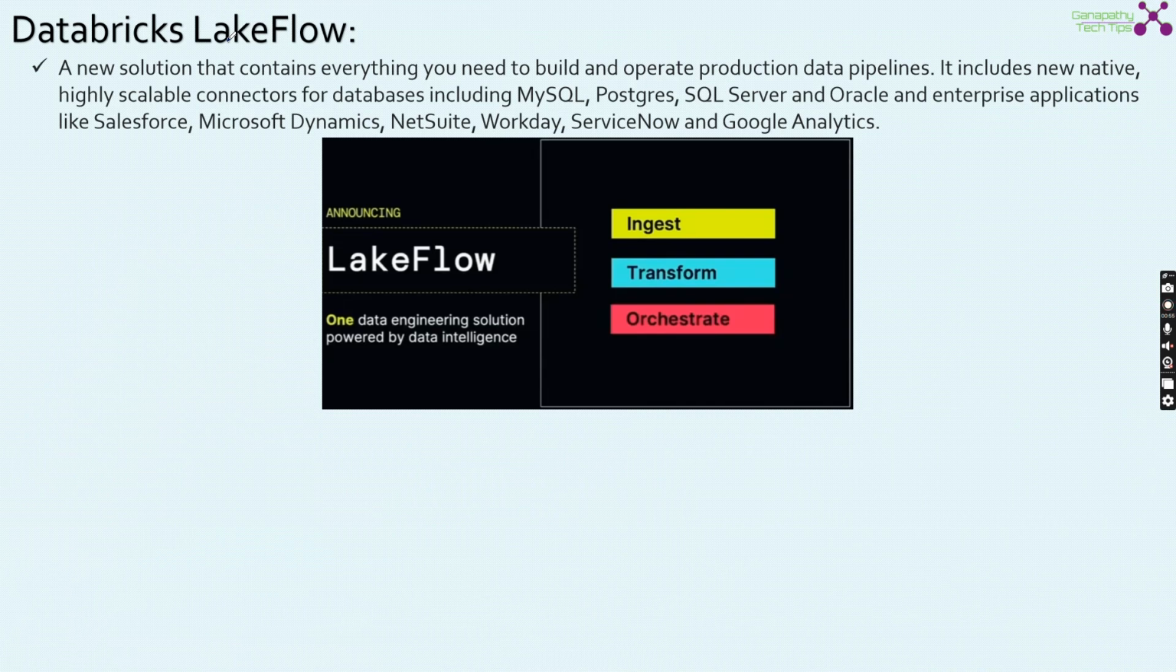Lakeflow. So it talks about three main features. One is ingest, another is transform, and another is orchestration. When it comes to data engineering, you might be aware these three are the major features. You want to ingest the data from any ecosystem into the target layer, say the data lake, and then we do the transformation using Spark or PySpark, and then we build the data pipeline. The data pipeline needs to be orchestrated, then pushed into any of the target systems, and then the visualization will happen. For that, they are bringing this one data engineering solution powered by data intelligence, which is a new solution that contains everything you need to build and operate production grade data pipelines.